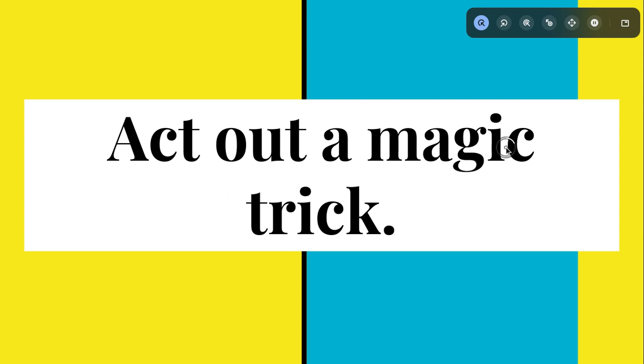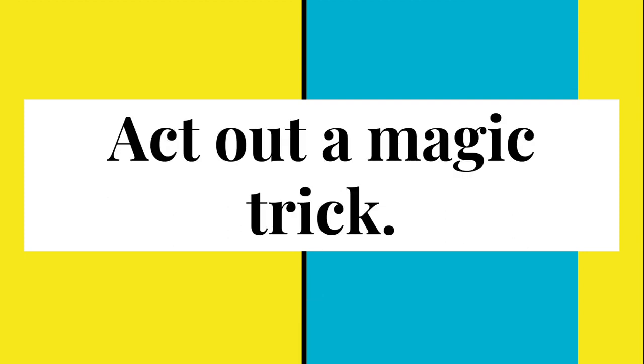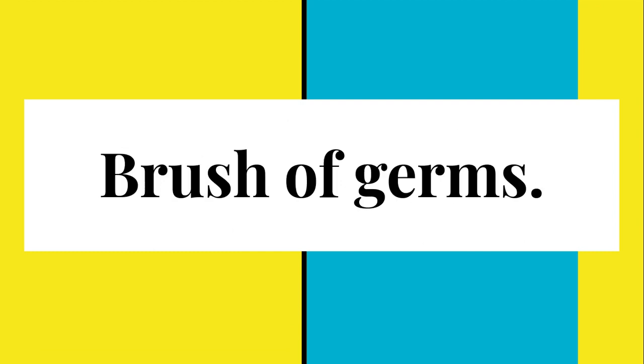So this is magic, trick. Act out a magic trick. I'm going to pull a rabbit out of my hat. Do some abracadabra. All right. Next one, go ahead and read it.